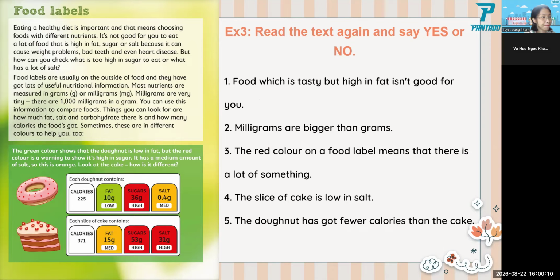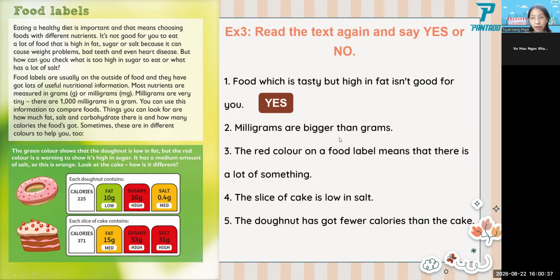One by one, huh? Number 1, you say yes. Food which is tasty but high in fat isn't good for you. Okay. You say good for number 1. Yes. So you say yes. Number 2, you say no.